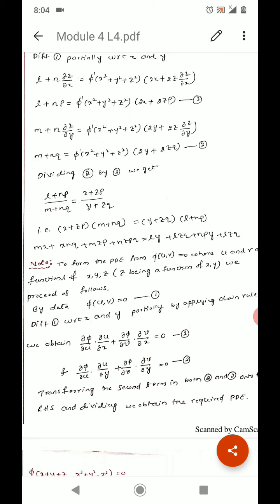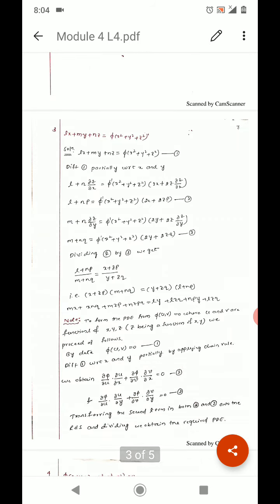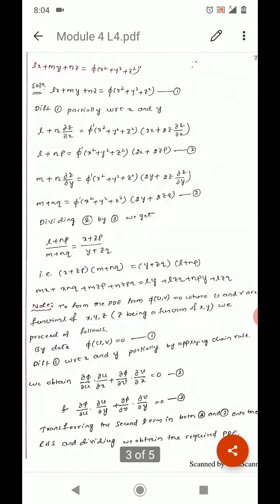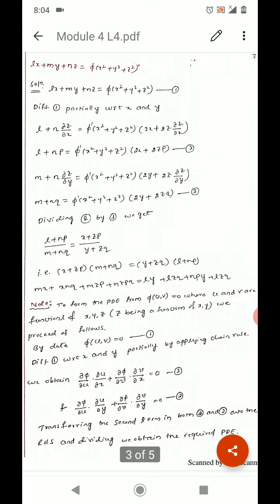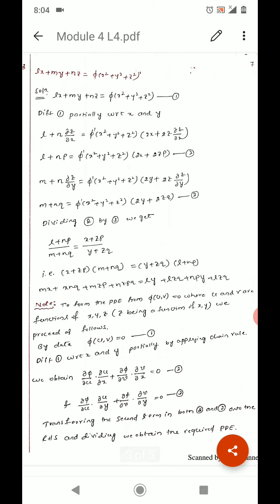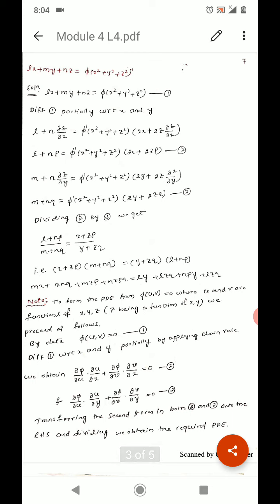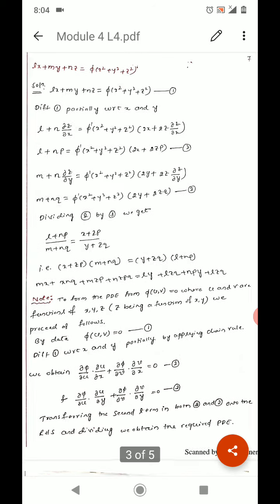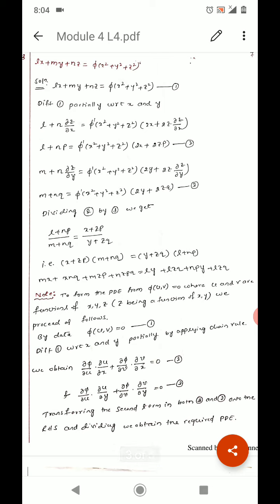Next we have a note, that is to form a partial differential equation from phi of u, v equal to 0, where u and v are functions of x, y, z. Here z is also a function of x and y, and u and v are also functions of x, y, z. So we have to follow the following procedure.